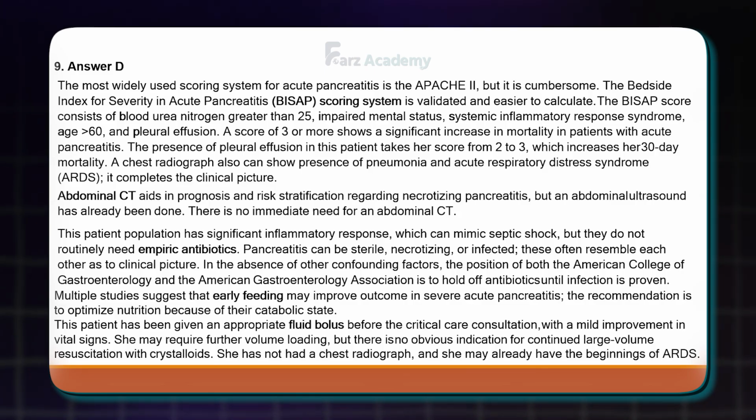The rest of the options we rule out. The explanation has been given. We will not go for that. This is the correct answer.